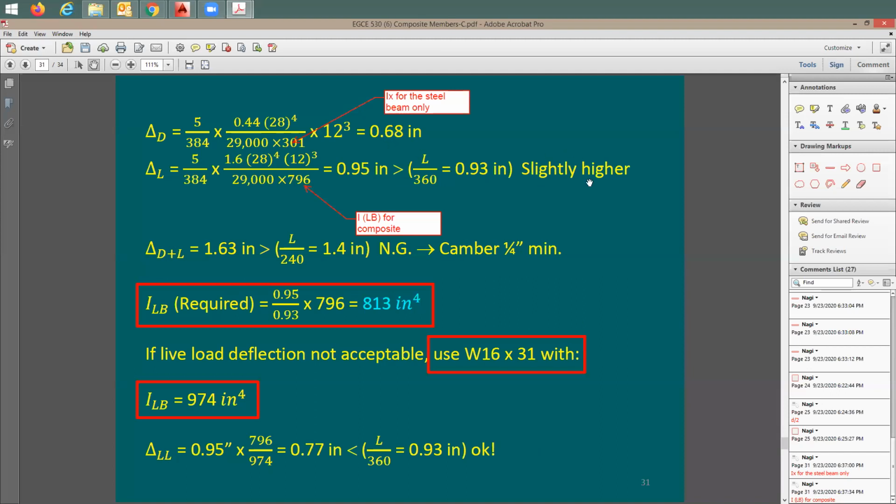So I did my analysis. I compared deflection due to live load. I'm sure that you guys know how to work with this. It turned out to be more than L divided by 360. This is going to be 0.95. Not very good. So what should I do?